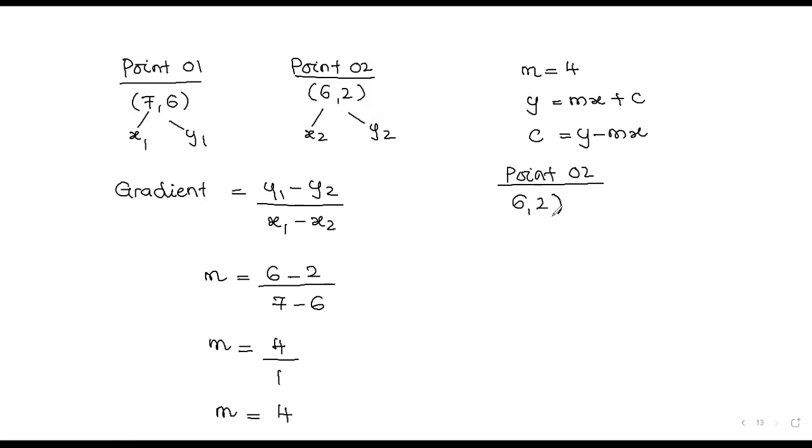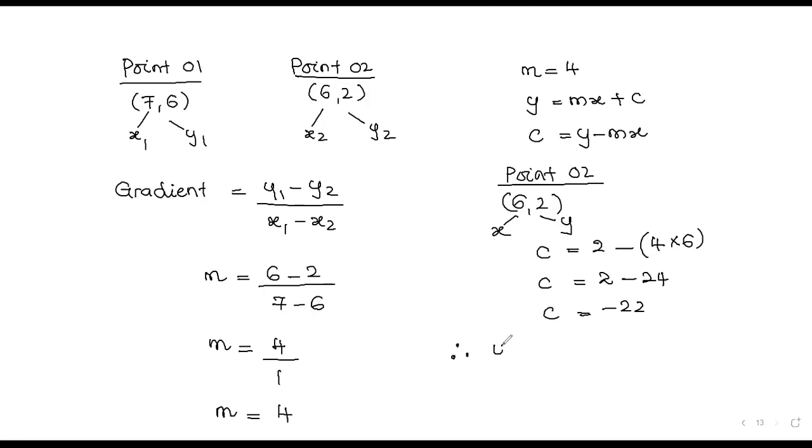And 6, 2. This is the x value and this is the y value. And c is equal to 2, so 2 subtract 4 multiplied by 6. So then c is equal to 2 subtract 24. Then c is equal to negative 22. Therefore, the line should be y equal to 4x minus 22.